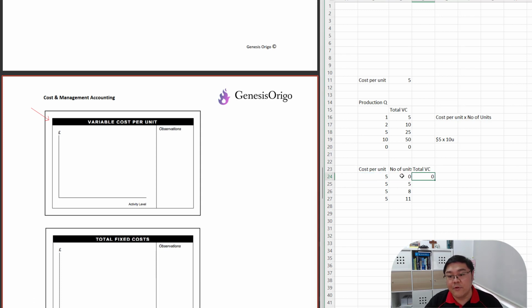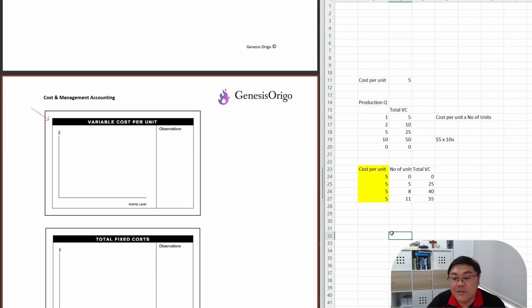So if you don't make anything, you have no cost. If you make 5 units, it's going to be 25. If you make 8, it's going to be 40, and 55, and there you go, okay? Now, if you're going to plot the variable cost per unit, that means I'm asking for this.